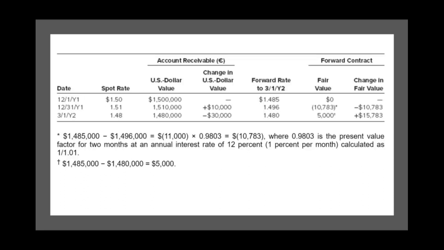So here's where we stand. December 1st, year one, the spot rate is $1.50, so we have a receivable of 1.5 million. The forward rate, this is when we bought the forward contract, is 1.485. So there's no change in fair value on that date.